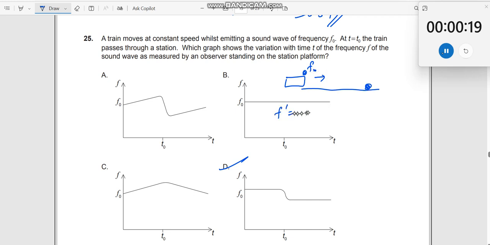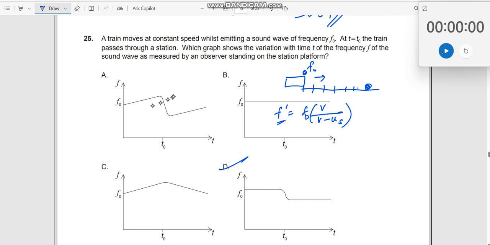Observed frequency is given by f dash is equal to f into v divided by v minus u source. This is what it is. Now u source is constant, which means this value is constant, right? And it's moving at uniform speed, so the velocity at every point is not changing. It is going to be the same, which means the value of f dash until t equal to t0 is always going to remain the same. So it does not increase, though we have learned that somewhere the frequency increases. As you observe here, with respect to time, the frequency remains the same.